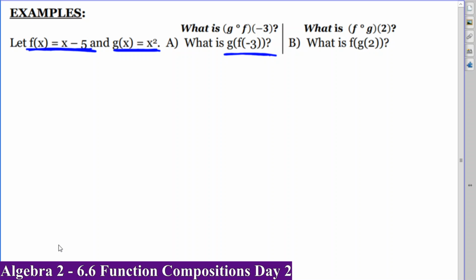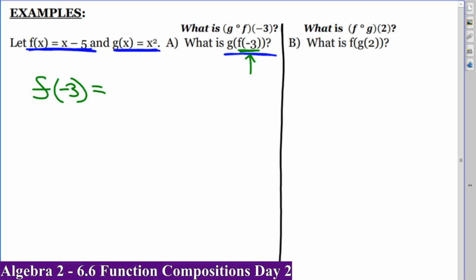Okay, so I approach this problem with an understanding that whatever's inside the parentheses, we're going to evaluate that first. Okay? So we're going to evaluate f of negative 3. The equation for f of x is x minus 5, so we're going to take negative 3 minus 5, and we get a negative 8.